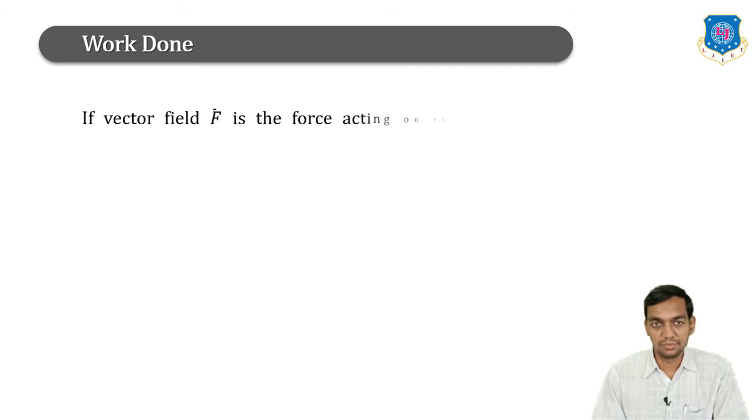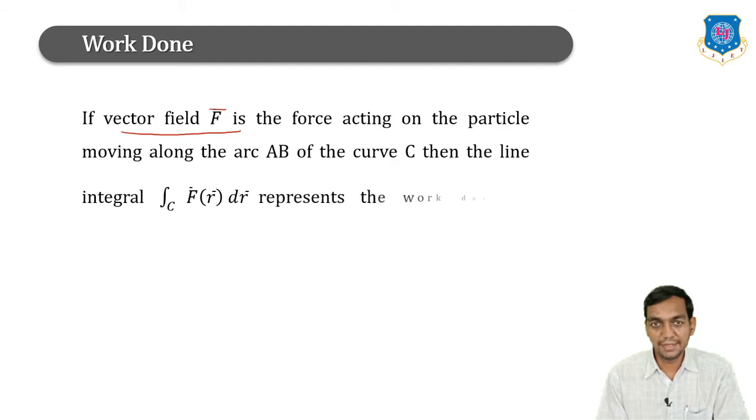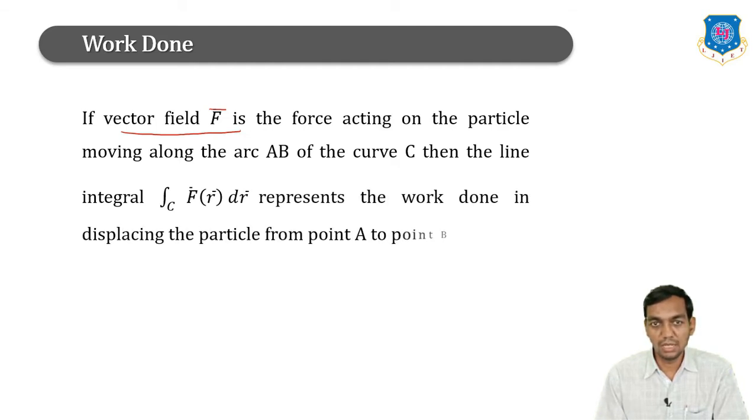Now the work done. If f bar is a vector field acting on a particle moving along the arc or the curve AB on a curve C, then the line integration over C of f bar dot dr bar represents the work done in displacing the particle from point A to point B. That means, suppose this is any curve and this point is A, this point is B, and f bar is the force field applying on it.